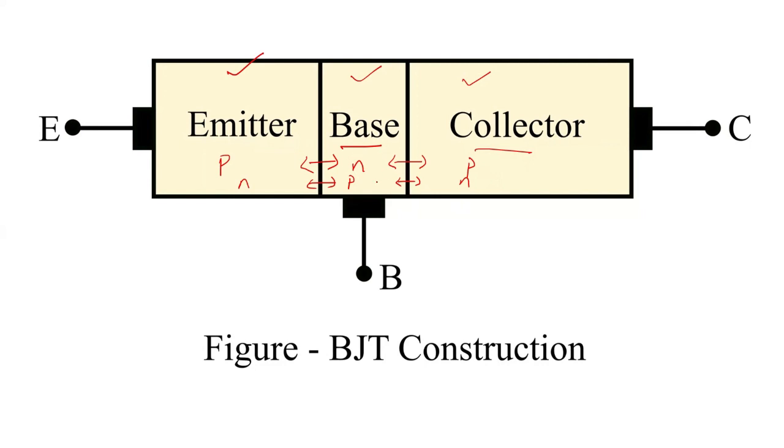So the base region has to be very narrow in terms of width, as you can see, it is small. The flow of electrons and holes is involved in this device. As you can see, we have N, P, N regions. So the flow of electrons and holes is involved, and that's the reason we call it bipolar, because two different polarities of charge carriers are involved in the flow of current. So we call it a bipolar junction transistor.